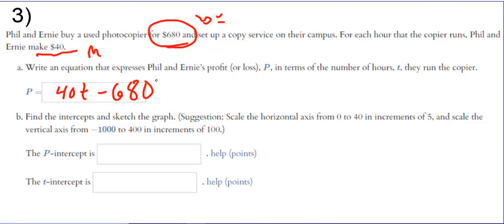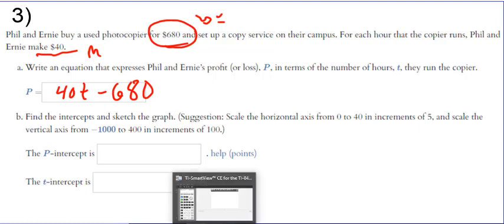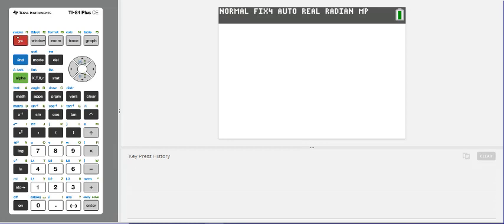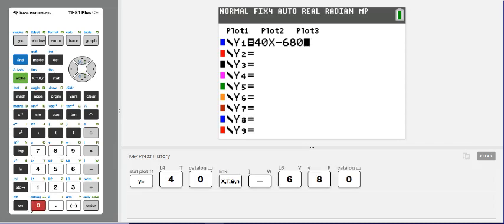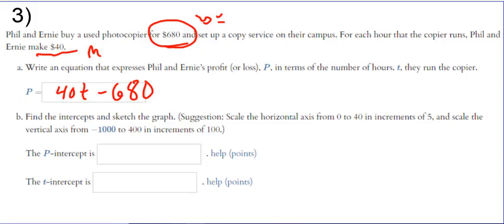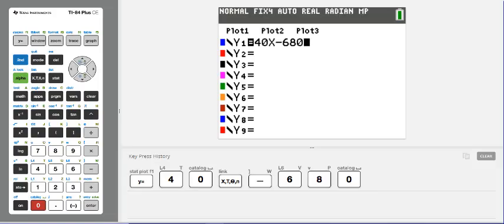We're going to look at the intercepts and sketch it on the graph. Scale the horizontal axis from 0 to 40 in increments of 5. Scale the vertical from -1000 to 400. We're going to write this in the calculator first. So y equals 40x minus 680. I'm pretty sure, but let me double check: 40t, which is x, minus 680. Okay, good, that's in there.